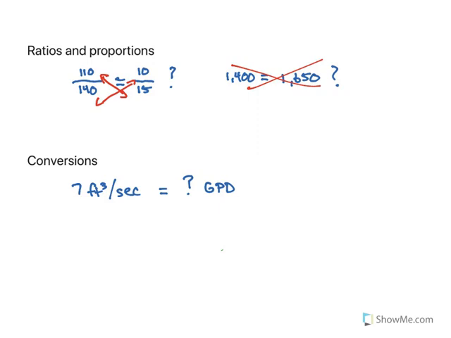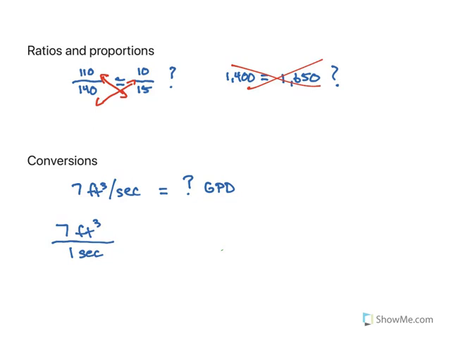Moving on to conversions. Converting 7 cubic feet per second into gallons per day. So let's go ahead and set this problem up. Remember, 7 cubic feet per second, I can rewrite that as 7 cubic feet per, means I want to divide, divided by 1 second. Now I have some conversions that are on the formula sheet that came with my textbook, or that you can look up online.